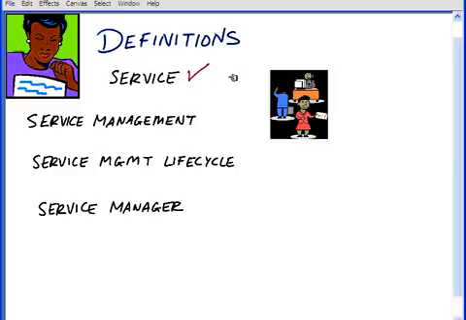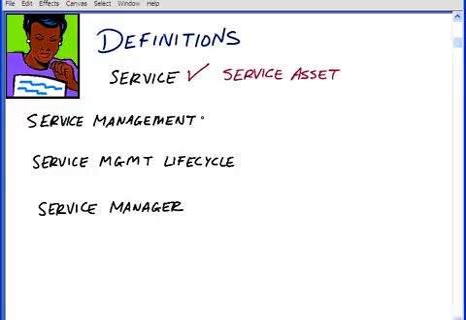So it's like any capability, any resource, whether physical, logical, or personnel related, of a service provider, somebody who provides services. This could be in-house or somebody outside of your organization, outsourced. Obviously, if a provider has services and service assets, you need to be able to manage those services, either from the provider side or from the customer or end user side. And that's where service management comes in.